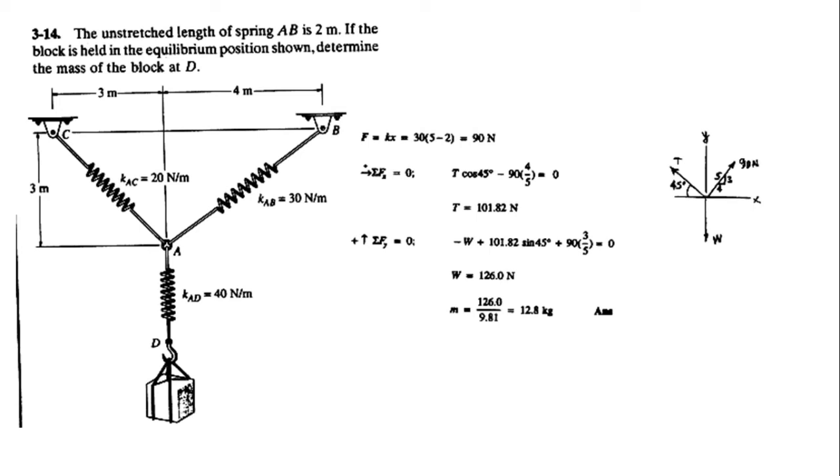But in the question they are interested in mass. Now what is mass? W is equal to mg. So what is going to be m? Equal to W upon g. So 126 newtons divided by g, 9.81. It approximately comes out to be the mass of the block acting at point D, 12.8 kilograms.